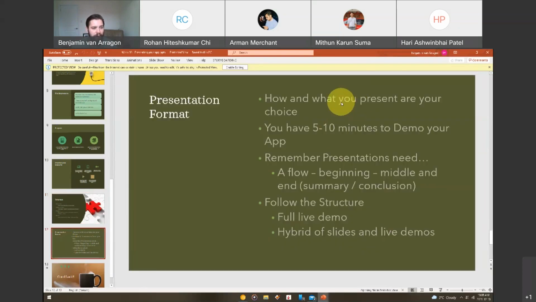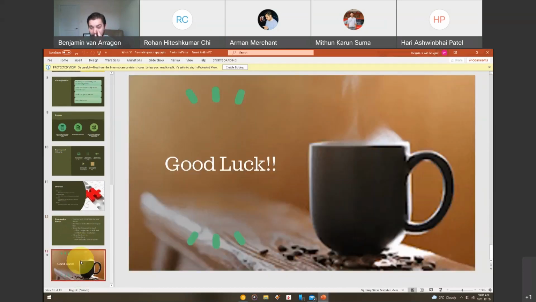The format, so how and what you present. You have 5 to 10 minutes to do the presentation with the PowerPoint of what the problem and the solution is, and then 5 to 10 minutes to demo your app. So the presentation should be anywhere from 10 to 20 minutes. Remember, there's a beginning, a middle, and an end, okay? Follow the structure. There are full live demos that you can look up on YouTube, and hybrids of slides and live demos, I think, that I can post for you.